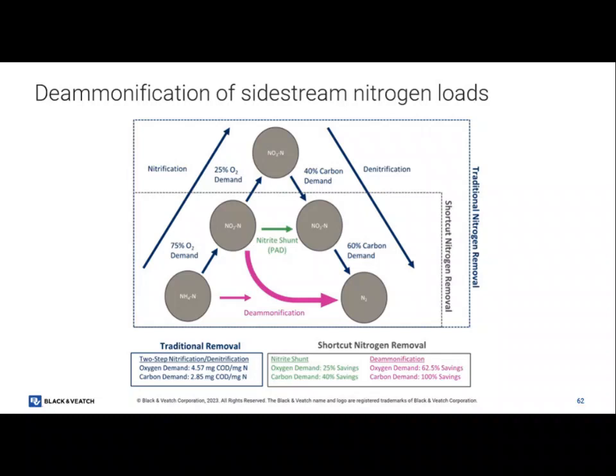And really what these two technologies are focusing on are shortcuts. They're using shortcuts of this triangle. So the first one is really nitrite shunt. Basically, can I make it so that my AOB are only going to nitrite? And then I take that nitrite and I denitrify it. So that's the PAD pathway. So it's doing a shortcut. So what are we saving here? We're saving 25% air demand, and we're saving 40% carbon, because I can do a shortcut nitrogen removal process. That's the PAD process. And that still requires carbon. No, we didn't get rid of all the carbon yet.